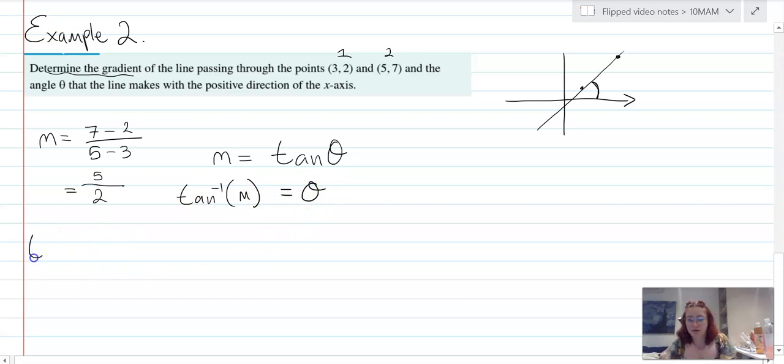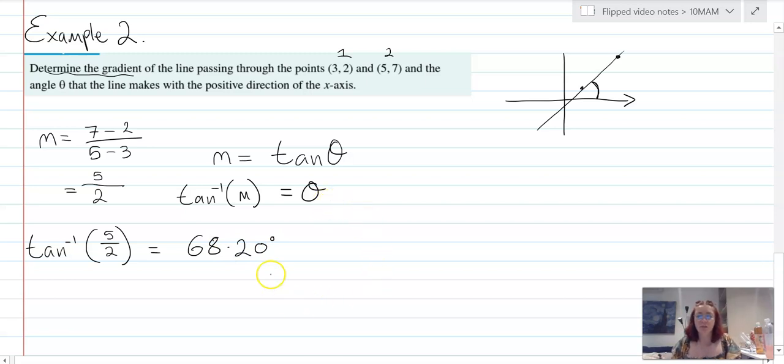So here, if we take the inverse tan of 5 over 2, that's going to give us a value of 68.20 degrees if we go to 2 decimal places using our calculator. And so that is the angle in there that our line is making with the positive direction of the x-axis.